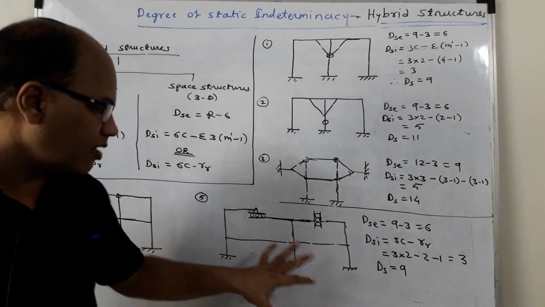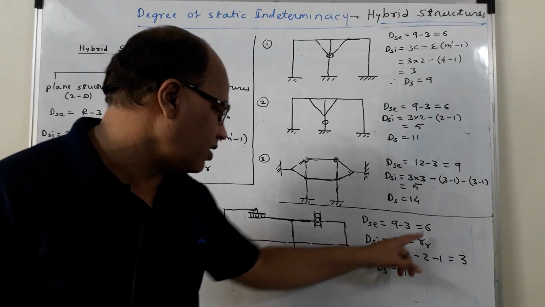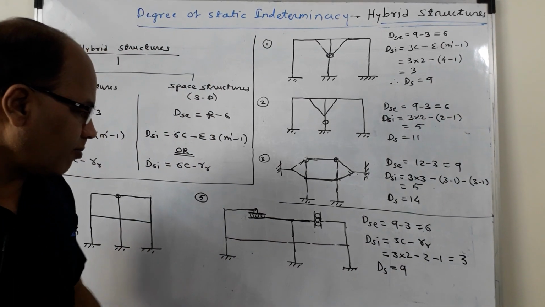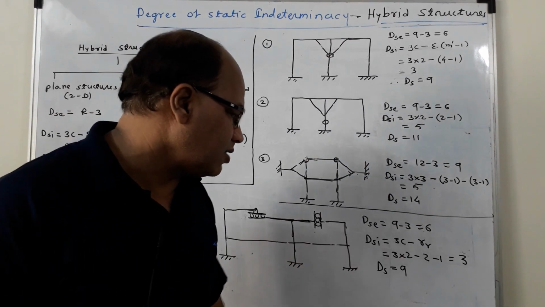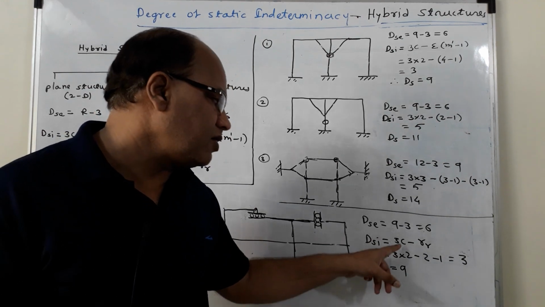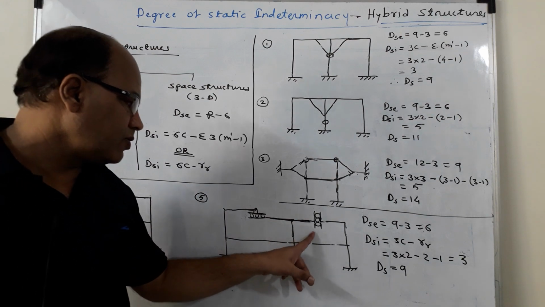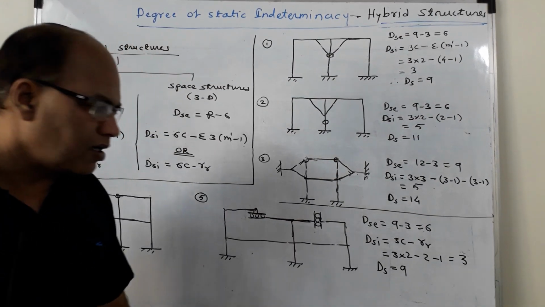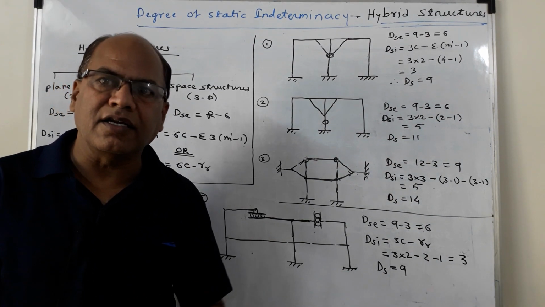Again, the formula remains same. DS is equal to DSE plus DSI. DSE is equal to 9 minus 3 in this case because 3 fixed supports, 3 unknown reaction components at each support. As such, it becomes 9. 9 minus 3 is 6. Now it is to get DSI. DSI is equal to 3C minus RR. 3 times C, there are 2 closed loops. So 3 times 2 will be the first term. 3 into 2 minus RR. RR is the number of internal reactions which are getting released.